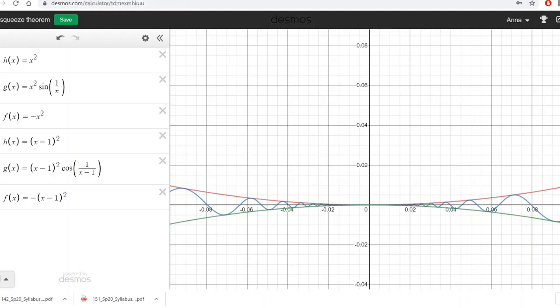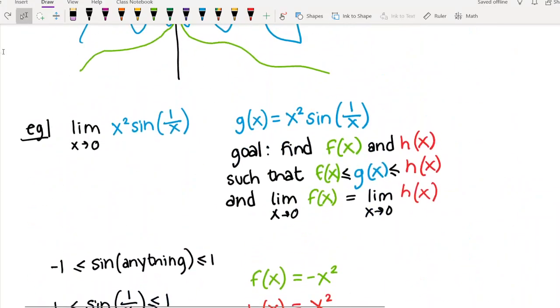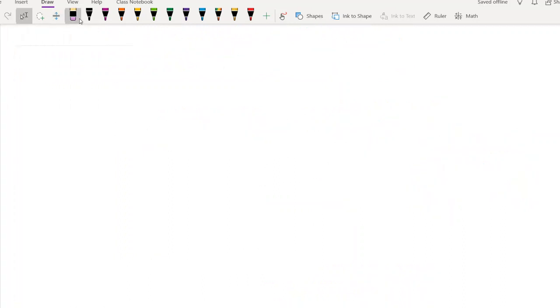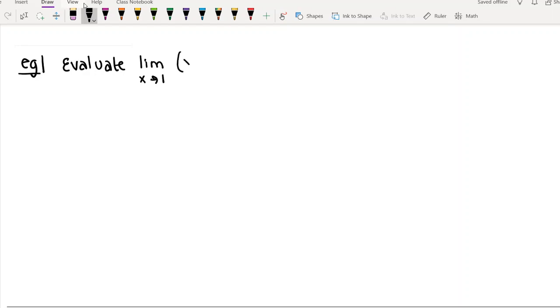Okay, so let's do another example. This other example is going to bring up one more step. So let's say we wanted to evaluate the following limit. We're going to look at the limit as x approaches 1 of (x minus 1) squared times cosine of 1 over (x minus 1), plus 5x.